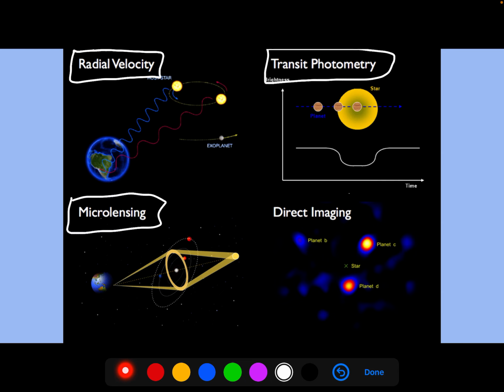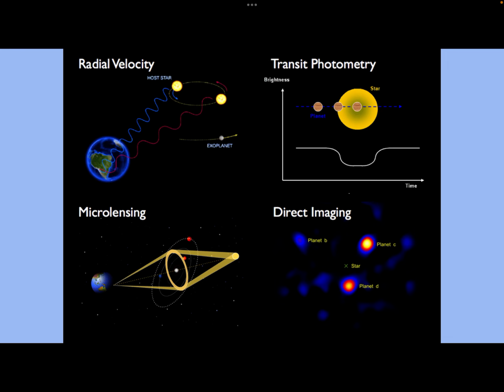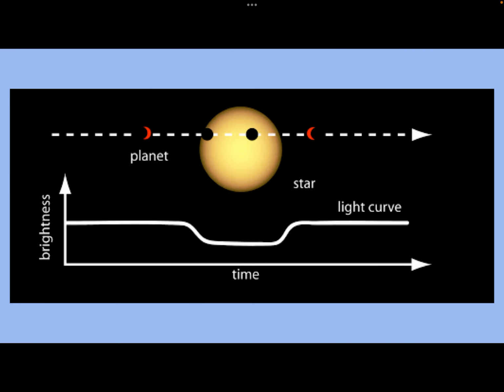Transit is one of the main ways. We're going to talk about that a lot. And then direct imaging is one of the other main ways that we find exoplanets. Radial velocity, microlensing, transit, and direct imaging. Okay, we're going to talk about each of these, so if you didn't quite get them, you'll have another chance.